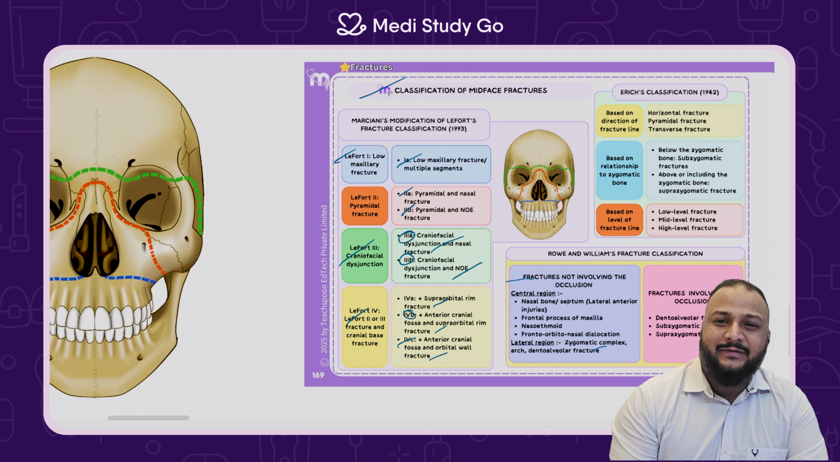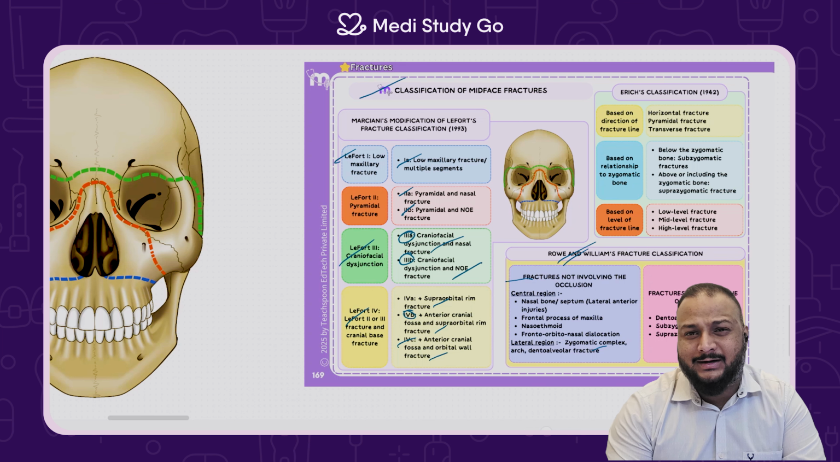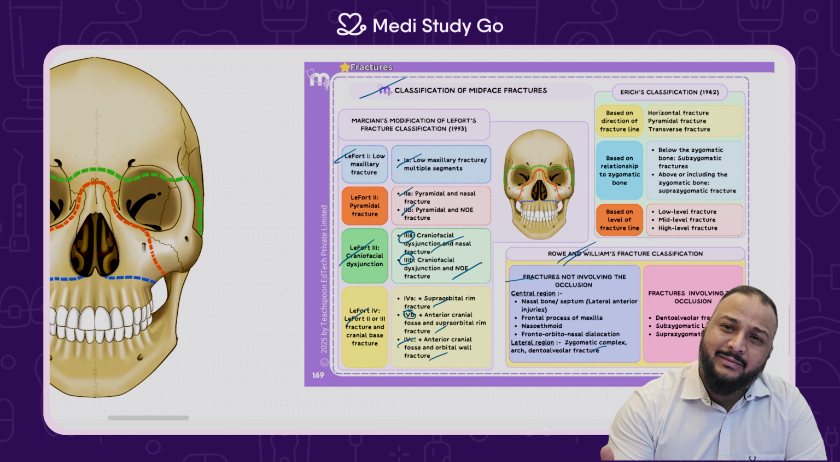The further two classifications are the Rowe and Williams classification, which is a very important one but an older classification. You may memorize it only for your exam and viva purposes. And the Le Fort classification from 1942, which is again an old classification.